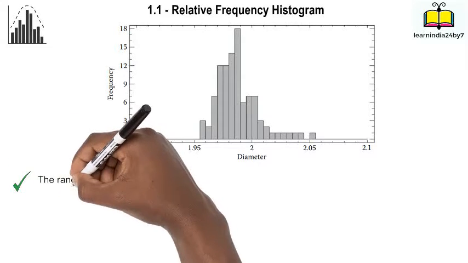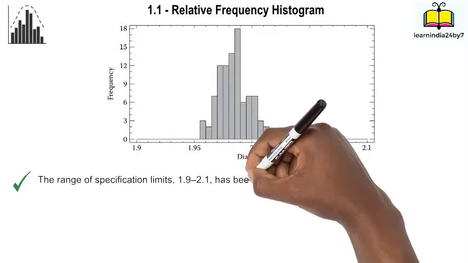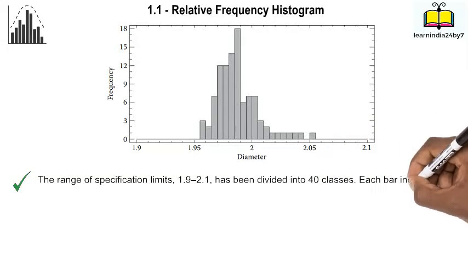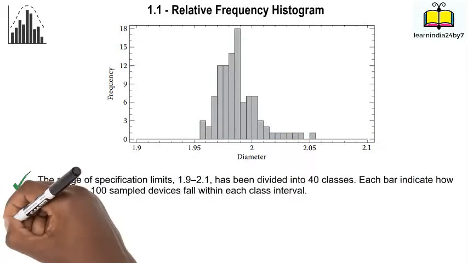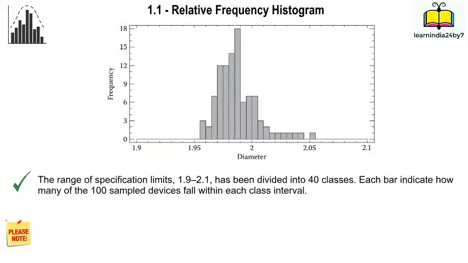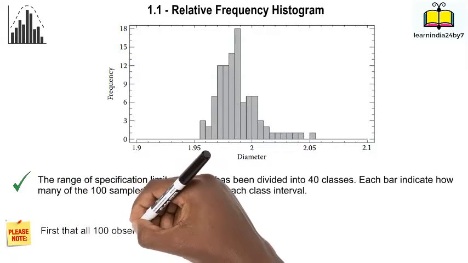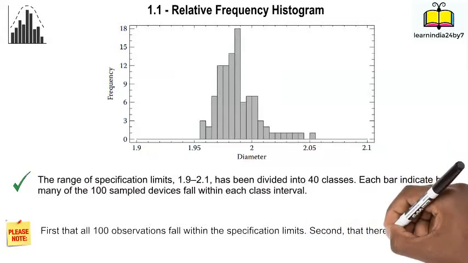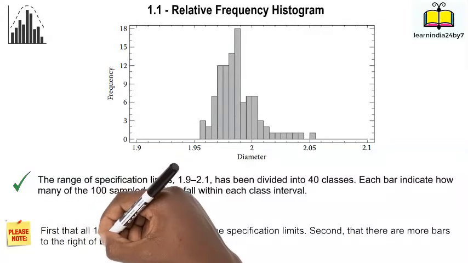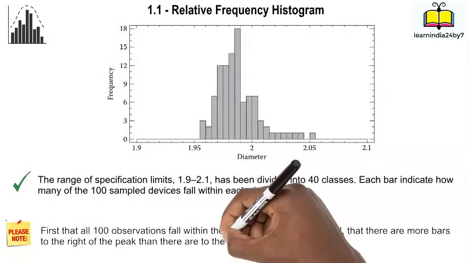The complete range of specification limits has been divided into 40 classes, and each bar indicates how many of the 100 sample devices fall within each class interval. Also, please note that all 100 observations fall within the specification limit, and secondly that there are more bars to the right of the peak than there are to the left of the peak.